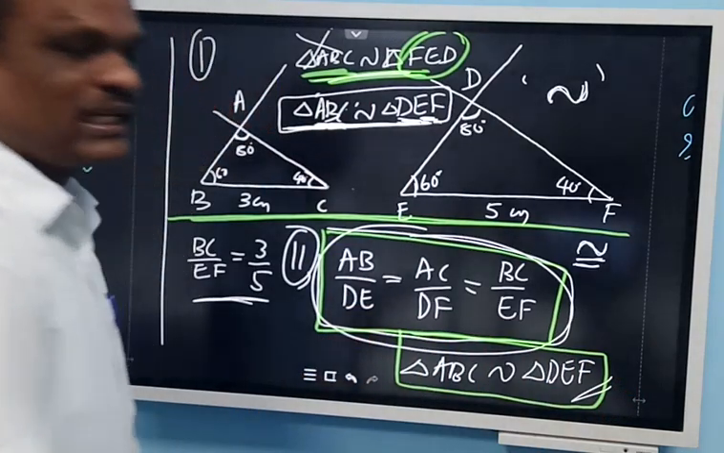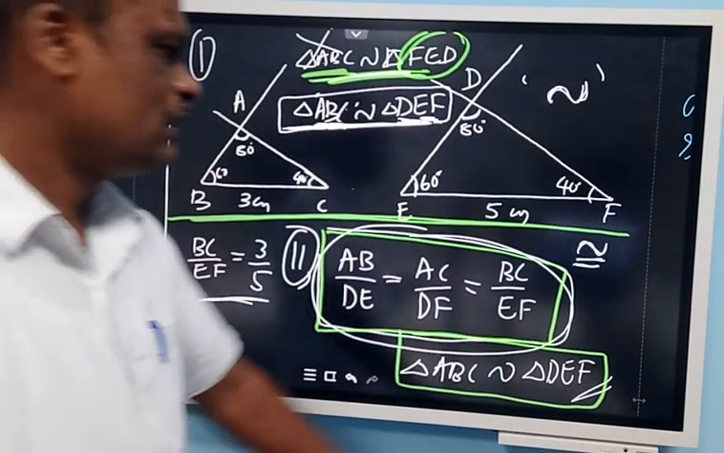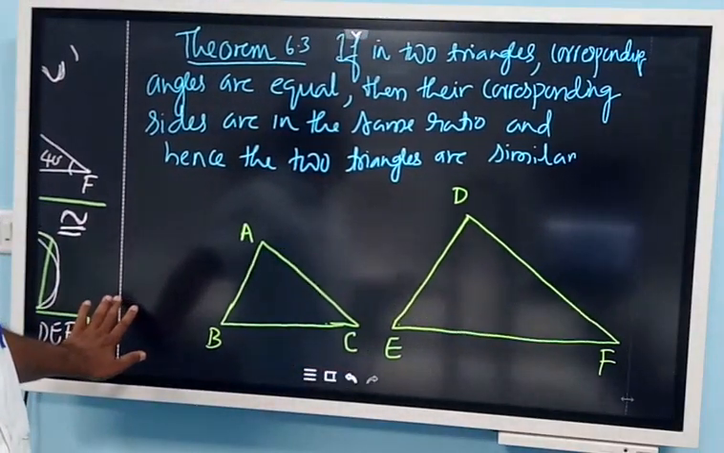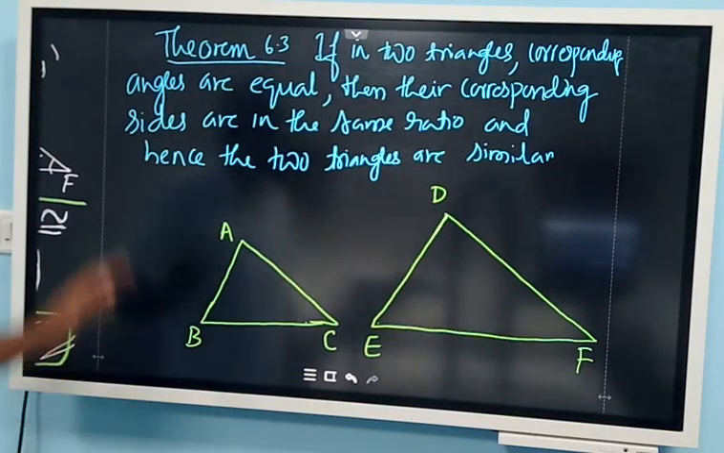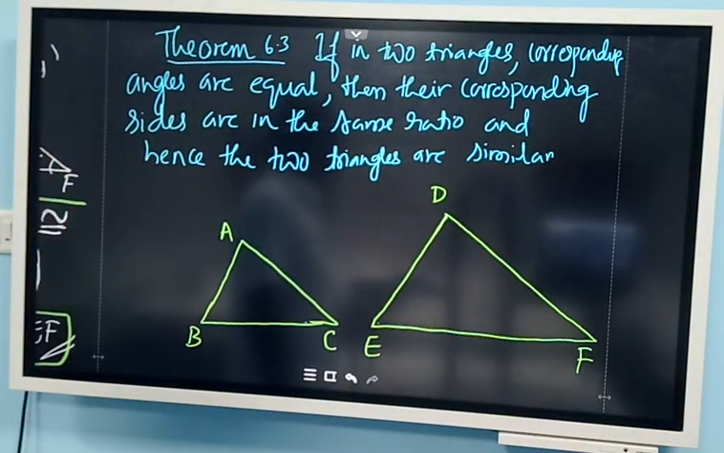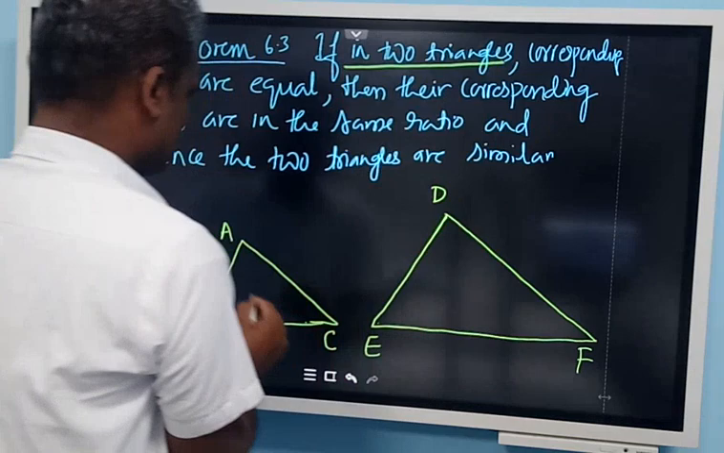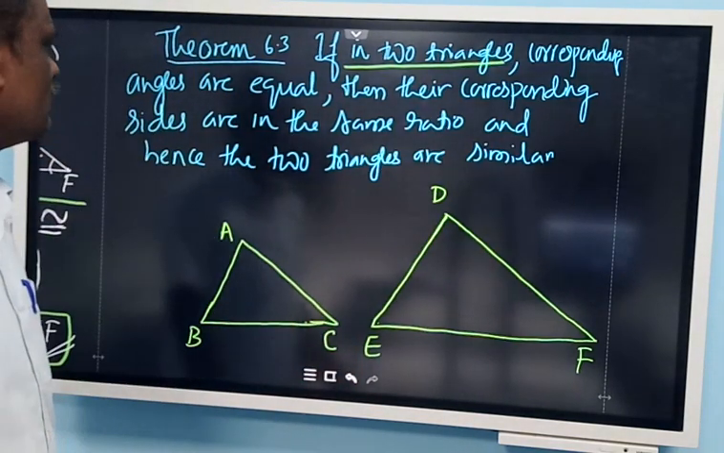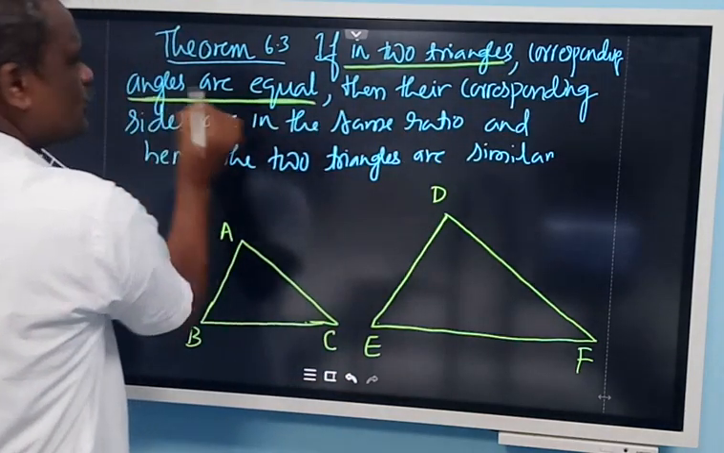So now we can make a theorem and prove this one in the form of a theorem. The proof is not important from the examination point of view, but let us prove this systematically. This is the statement of the theorem. Based on the previous activity, we come to a conclusion like this. If in two triangles, we have taken ABC and DEF, two triangles ABC and DEF, corresponding angles are equal.